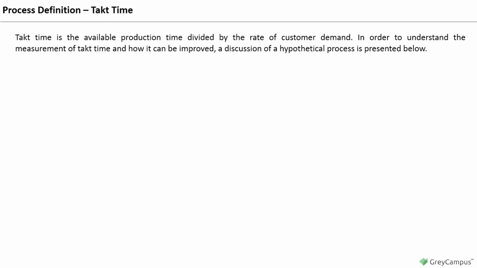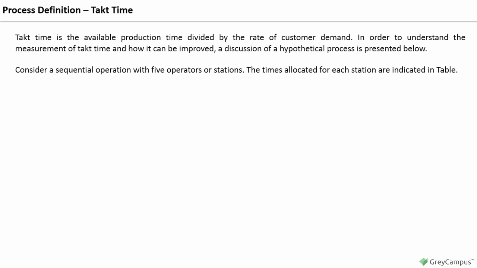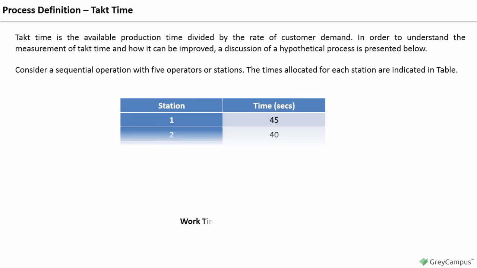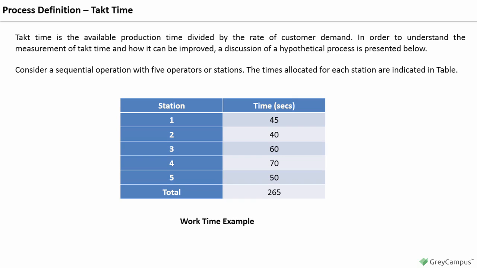Takt time. Takt time is the available production time divided by the rate of customer demand. In order to understand the measurement of takt time and how it can be improved, a discussion of a hypothetical process is presented below. Consider a sequential operation with 5 operators or stations. The times allocated for each station are indicated in Table 5.6. If the takt time for the line is 60 seconds, the immediate observation is that Station 4 exceeds the takt time and will not be able to maintain the pace.